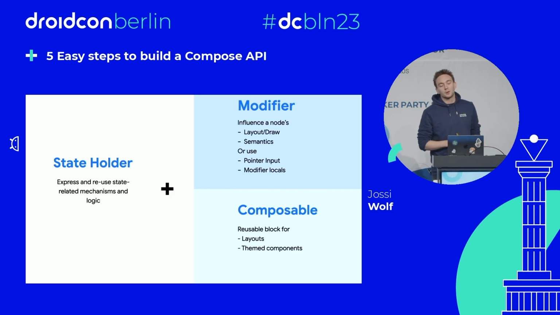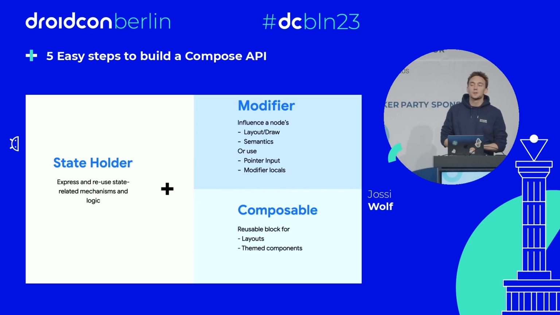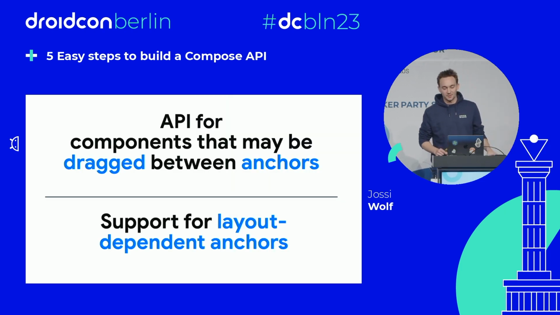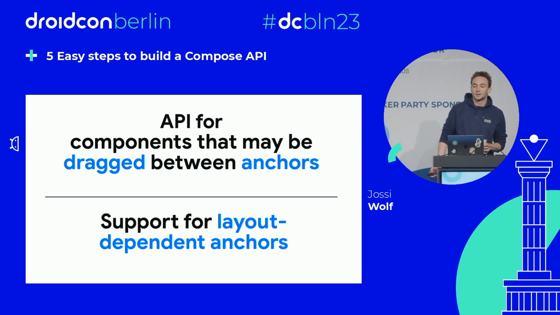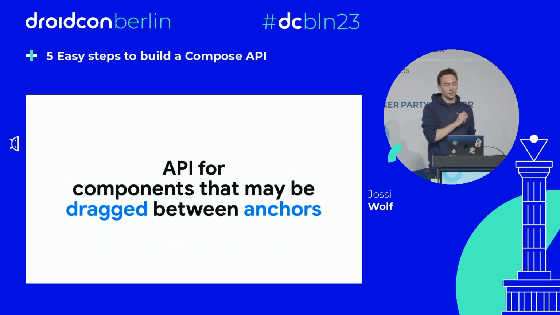And then, of course, you have composables, which is probably the most obvious thing. Composables are reusable blocks for layouts and themed components and so on. So how do you even decide what you're going to pick? Let's go back to our problem statements. So we get the API for components that may be dragged between anchors and support for layout-dependent anchors. For now, let's focus on this here.